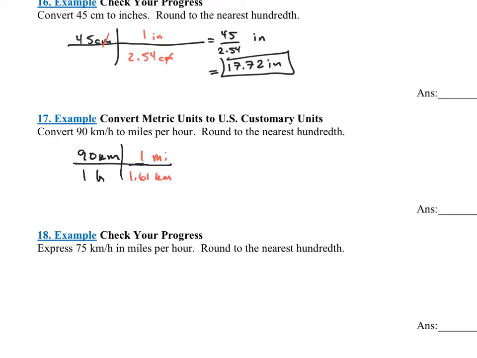A mile is longer. Which one's faster? Miles per hour are faster than kilometers per hour. So let's look at this. Kilometers cancel out, and we're left with 90 on top. Divide that by 1.61, and that would be in terms of miles on top and hours on bottom, which is approximately, to the nearest hundredth, I'm getting about 55.90, or on this one, you could actually say 55.9 miles per hour.